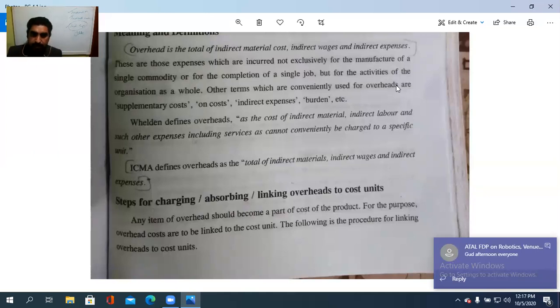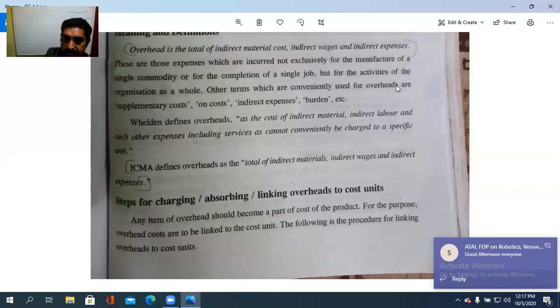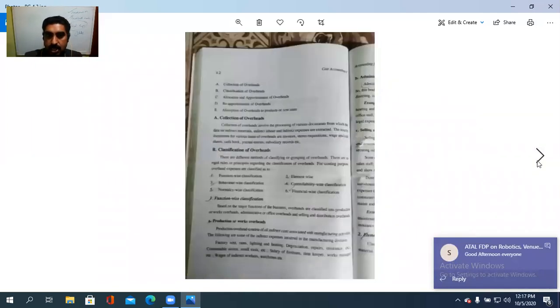Overheads. Steps for charging or absorbing or linking the overheads to cost unit. Any item of overhead should become a part of the cost of the product. For such purpose, overhead cost has to be linked to the cost unit. Following is the procedure for linking the overheads to the cost unit.